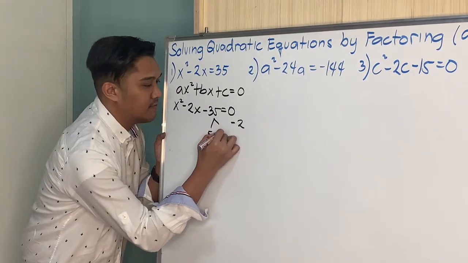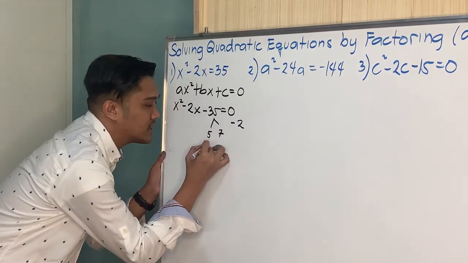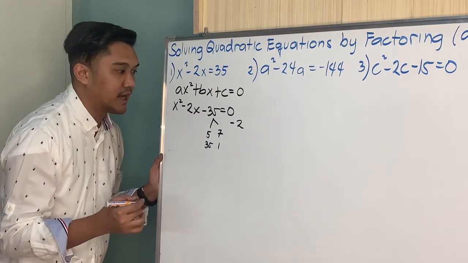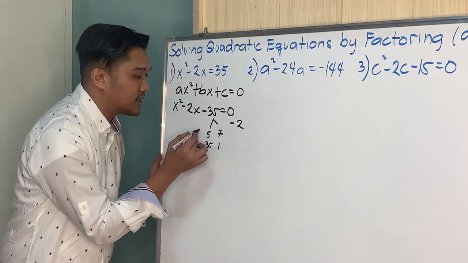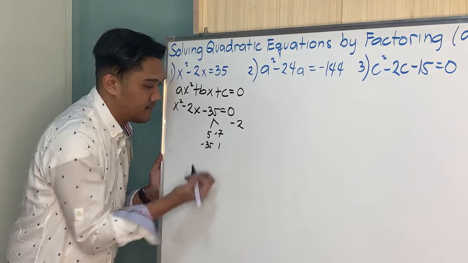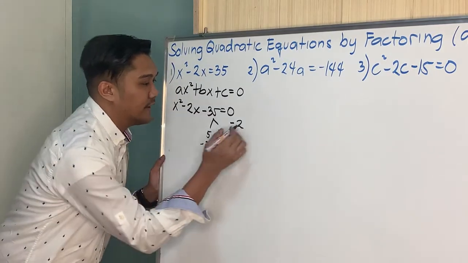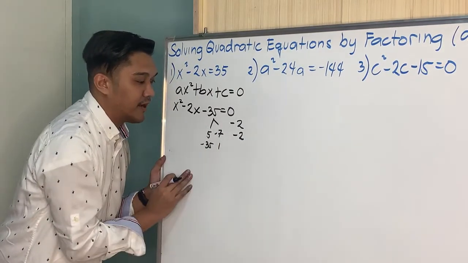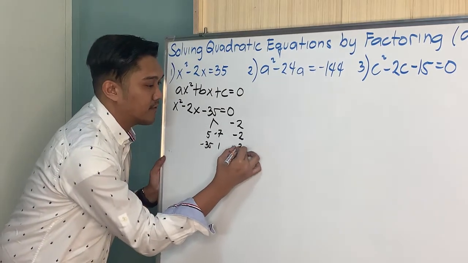5 and 7. Ano pa? Pwede rin 35 at saka 1. In this case, alin yung may sum na negative 2? Add mo sila. Pero yung isang number negative, since negative ito, dapat yung mas malaking number ang negative. Okay? Add natin. 5 and negative 7, negative 2. 35 at saka negative 1, pag pinag-add mo, negative 34.